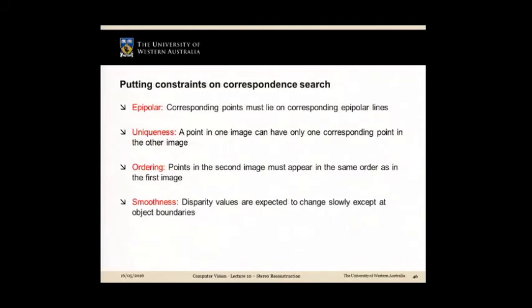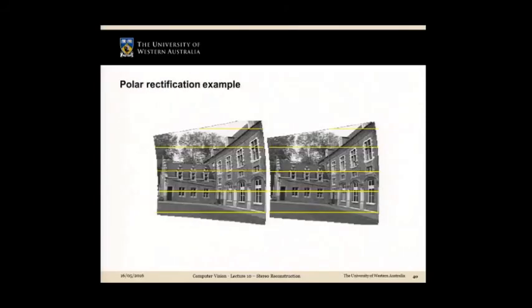So we put some constraints on correspondence search. Epipolar: corresponding points must lie on corresponding epipolar lines. So if you keep this image in mind, you have, let's say, these two corresponding epipolar lines. Then your corresponding point should be on these two lines, right? If you have a point here, you can't have a corresponding point somewhere else for that particular point. It should be on the same epipolar line.